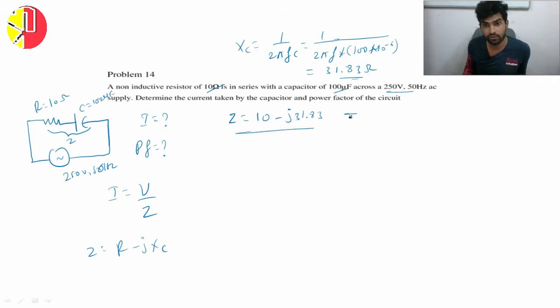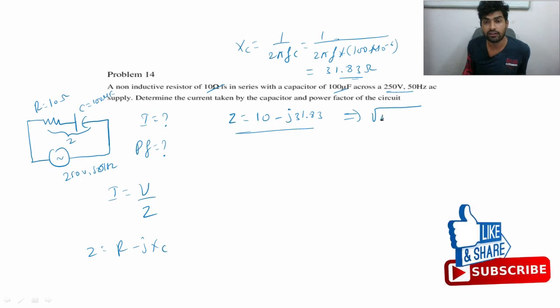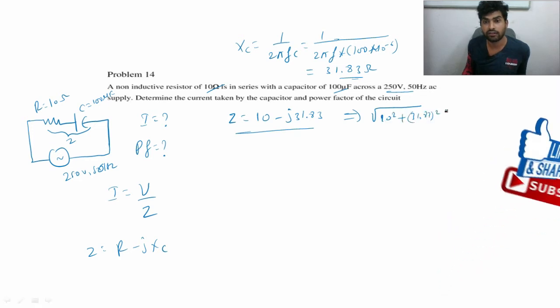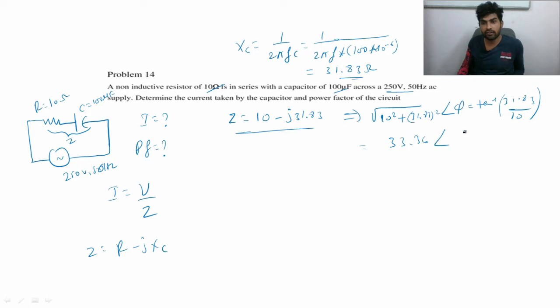If you want to calculate in terms of polar form, we can calculate root of 10 square plus 31.83 square, which is 33.36. Phi is equal to tan inverse of XC by R, 31.83 divided by 10. This phase angle phi is minus 72.55 degree.